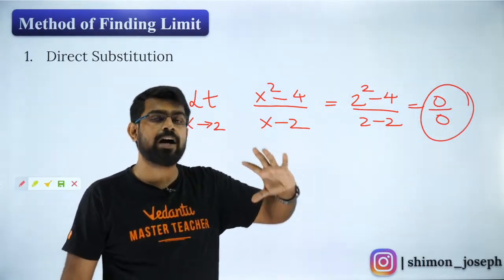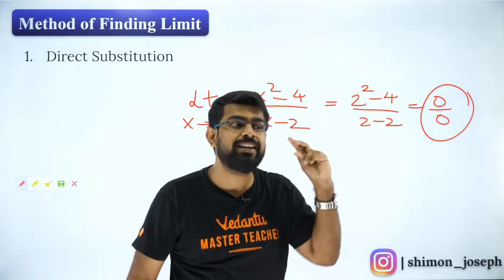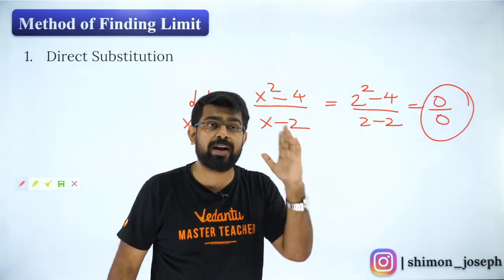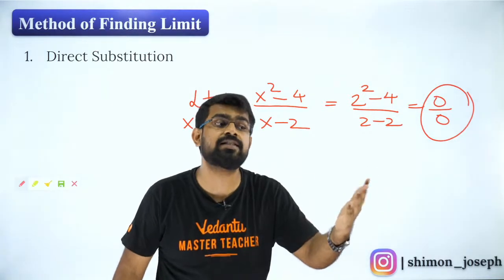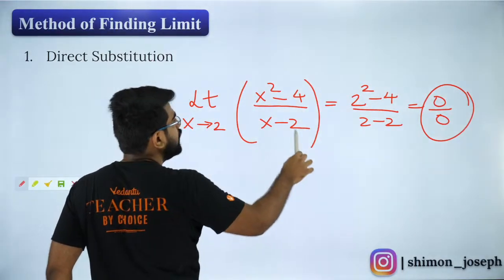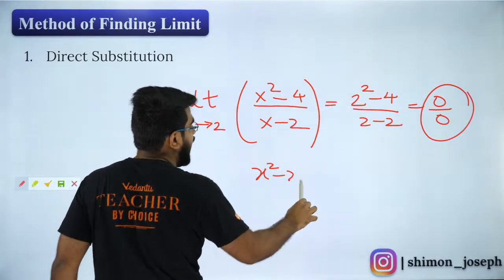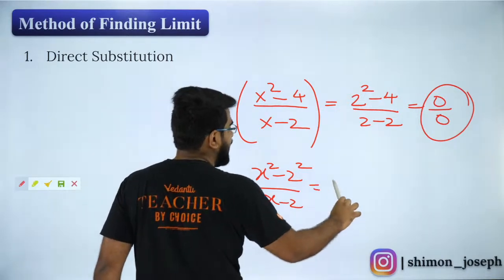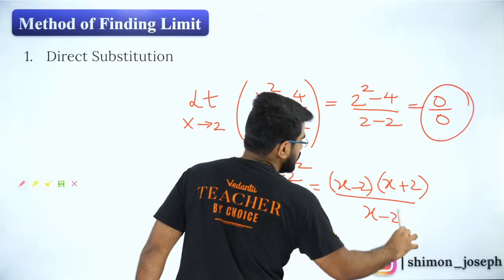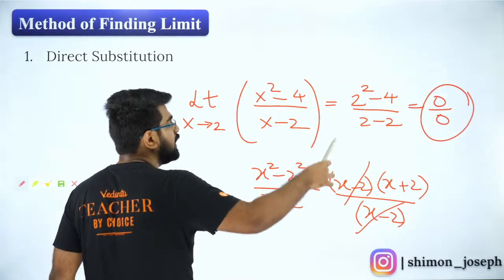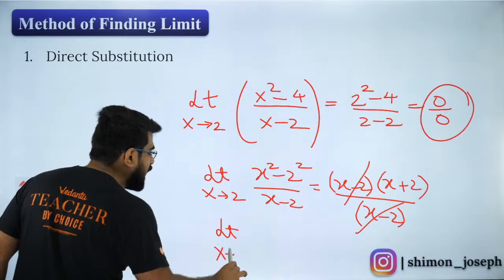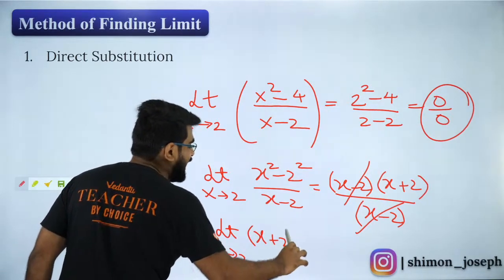The moment you encounter an indeterminate form, you need to look for other methods of solving. So what are the other methods? That is what I taught you. The first method is factorization. If I factorize the numerator, I will get x minus 2 into x plus 2 divided by x minus 2. I will cancel out the common factor, then apply the limit. Now, after I cancel out the common factor, I can apply direct substitution.